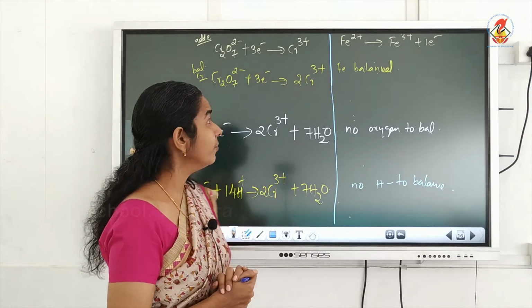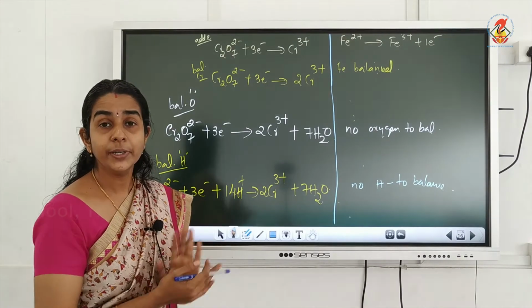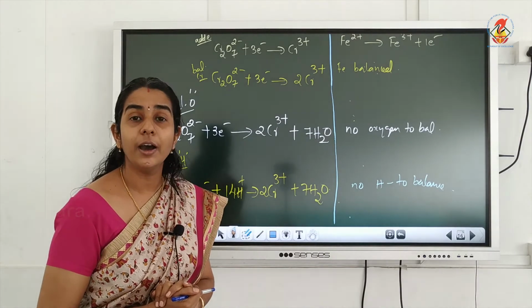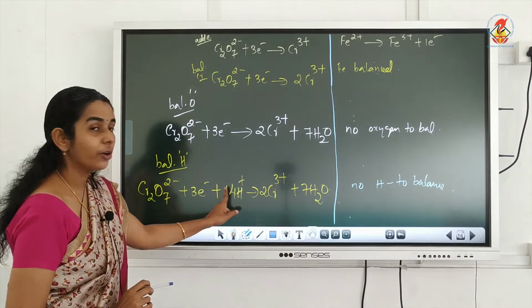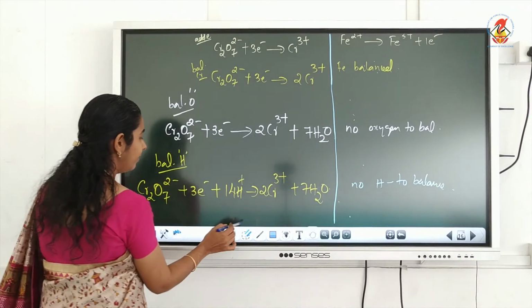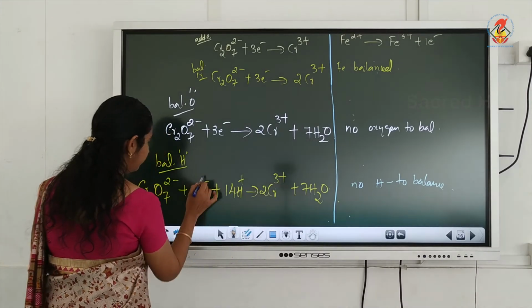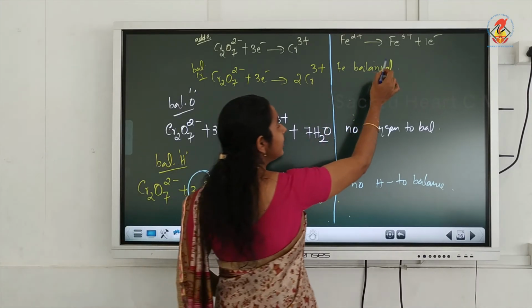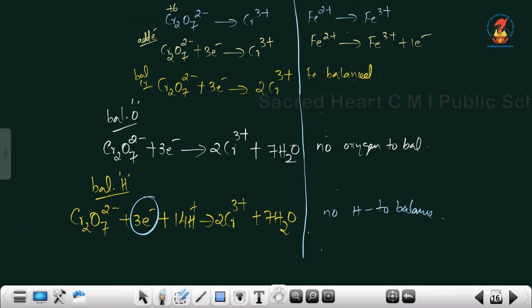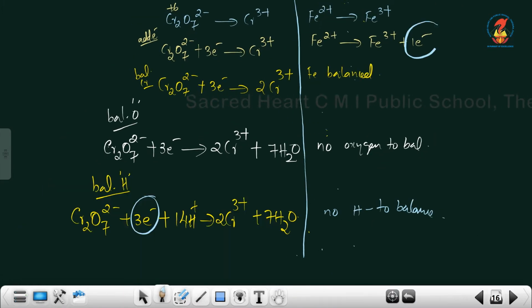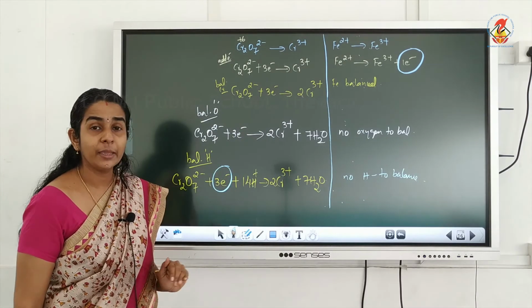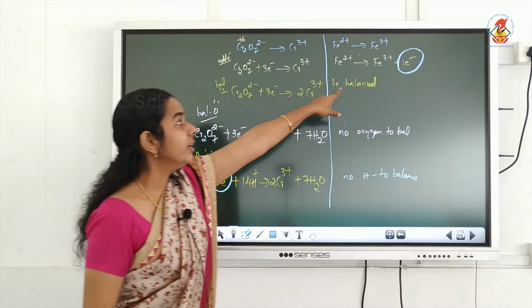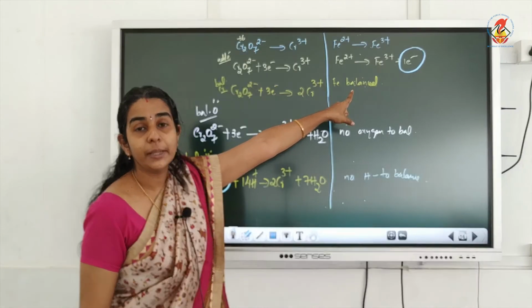After balancing hydrogen, what we have to do is make the number of electrons the same in both half reactions. Which half reaction do we have here? This is the half reaction on the left hand side, and here we have 3 electrons. This is the half reaction on the right hand side, and here we have 1 electron. So here 3 electrons and there 1 electron. So how to make the electrons the same in both reactions? Yes, the right hand side equation we have to multiply with 3.